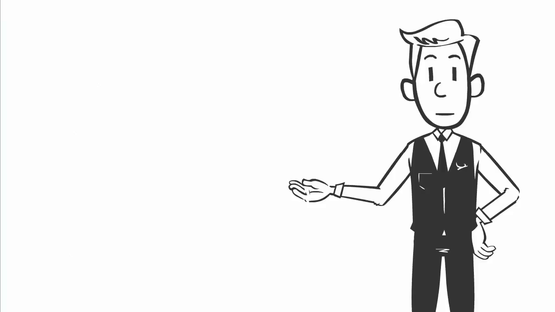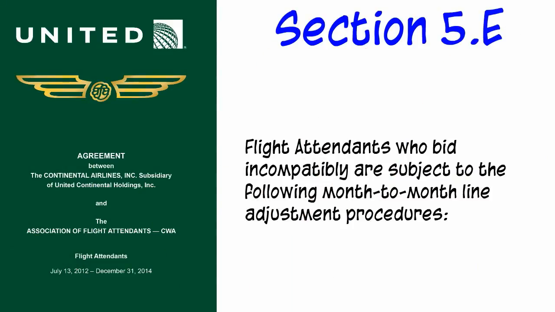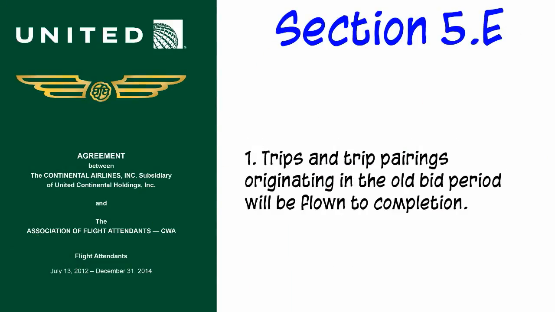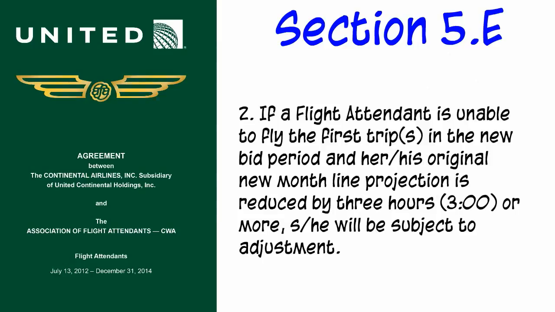So what will happen? Here are the month-to-month adjustment procedures. Pairings that start in the current bid period will be flown to completion. The current month gets priority over the new month. This is why it can be so hard to trade carryover trips. If your line value for the new month is reduced by 3 hours or more due to trip incompatibility, you are subject to an adjustment.